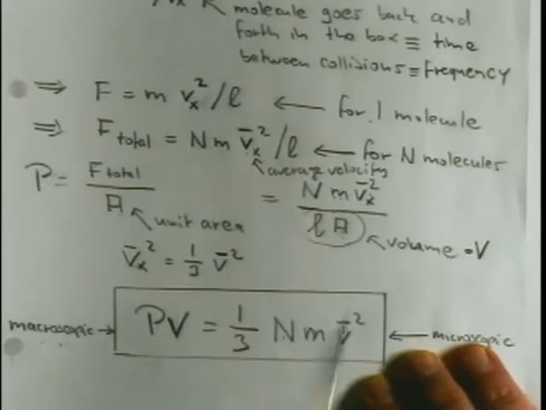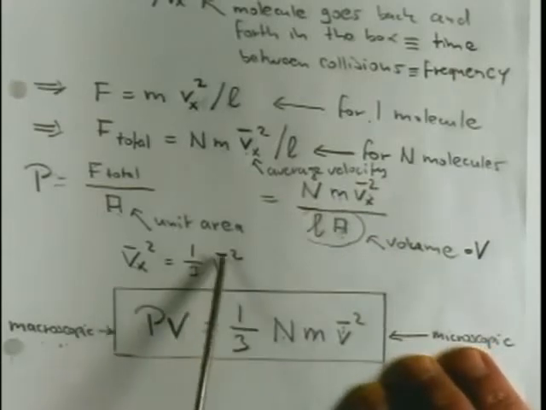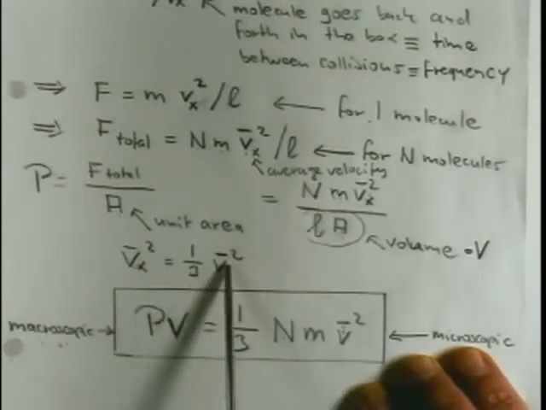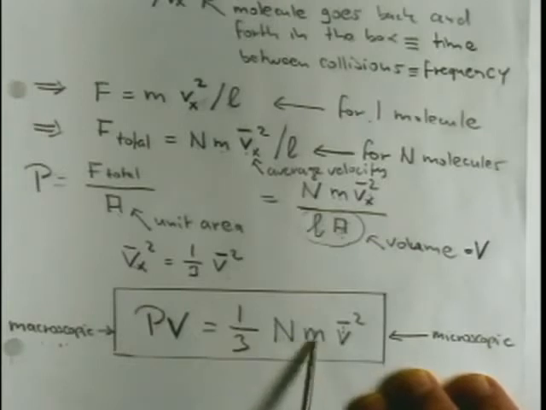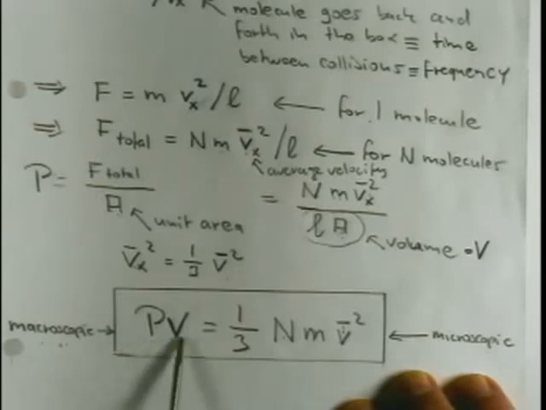And now we have to introduce something for the average speed. So the average speed for 3 directions is nothing but 1/3 V bar squared. In order to express this in terms of the total distribution of speeds, we put this in here, and so we have P times V is 1/3 times N times M times V bar squared. So now we have linked the pressure times the volume. What was that? Boyle said pressure times volume was what? A constant. Now there's our constant right there.